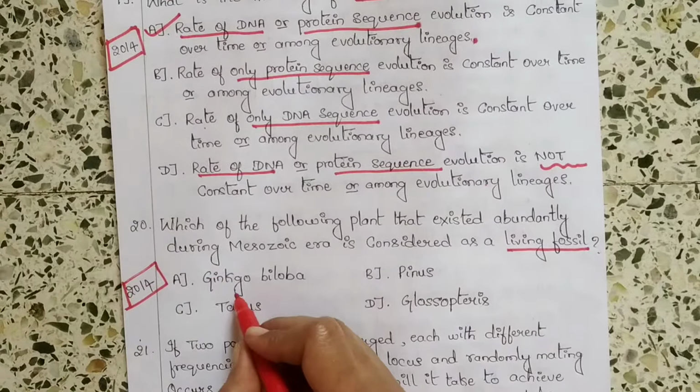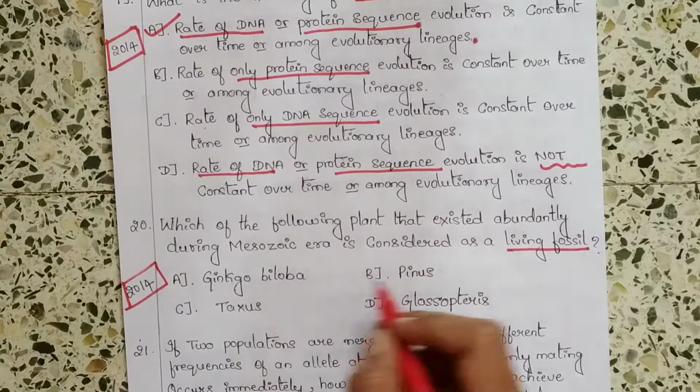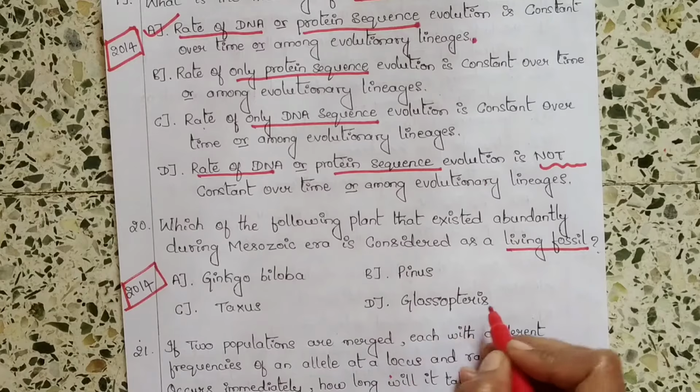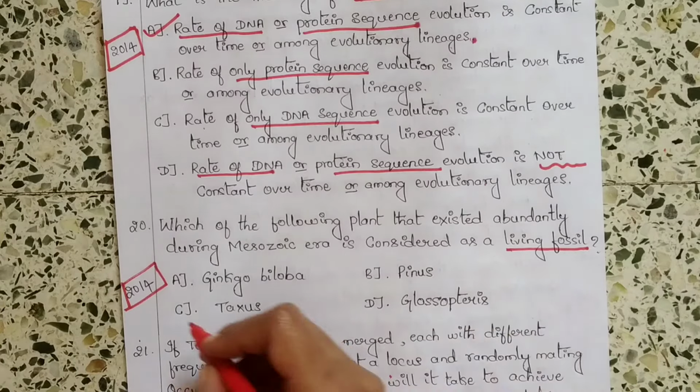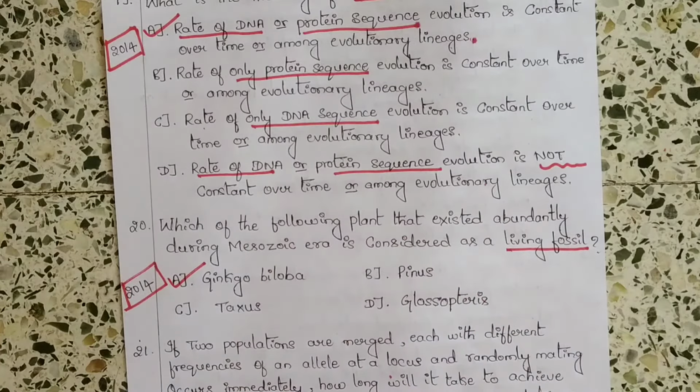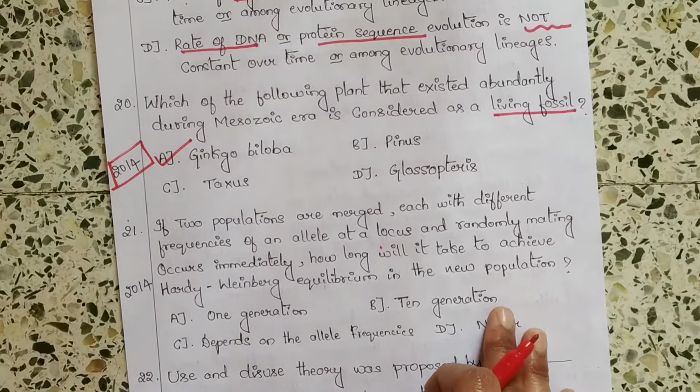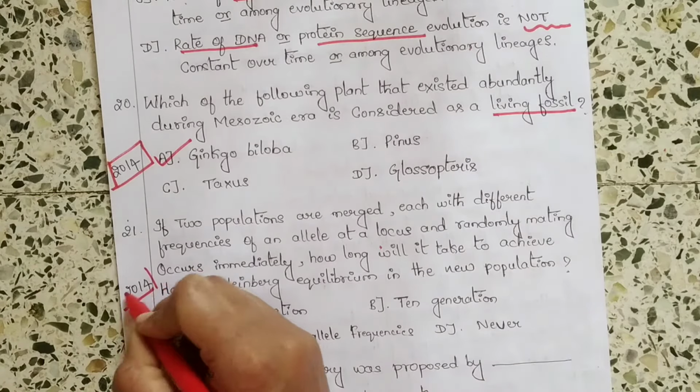The first option is Ginkgo biloba. Second option, Pinus. Third option, Taxus. Fourth option, Glossopteris. The correct answer for this is A, that is Ginkgo biloba. Let us move on to the next one, which is 21, which was asked in the year 2014.